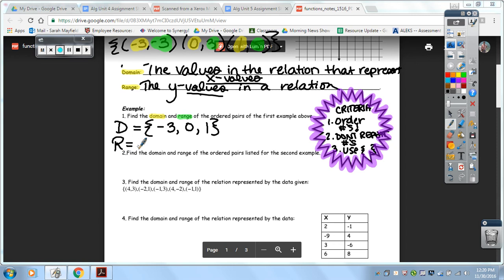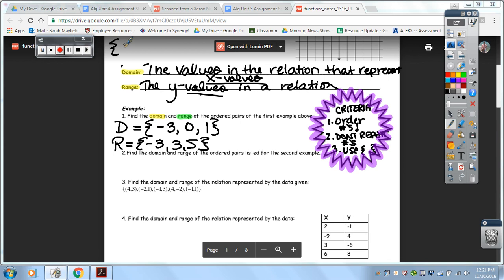So my range is -3, 3, 5. Make sure they match the criteria. They're in order. No numbers repeated. And I use my squiggly braces. Make sure you're pausing this video if you need more time, but I'm just going to keep going. Okay. So now it says find the domain and the range of the second example.